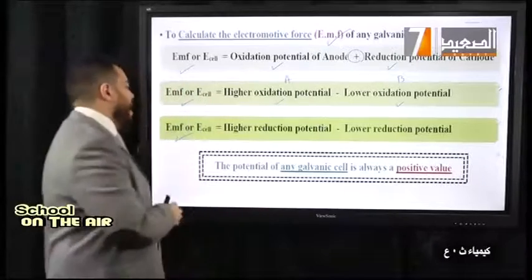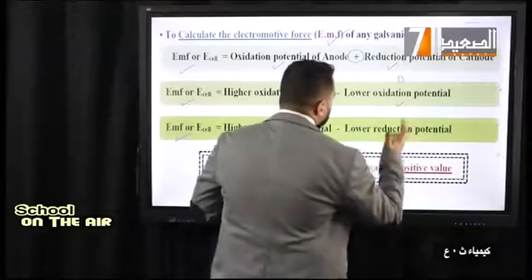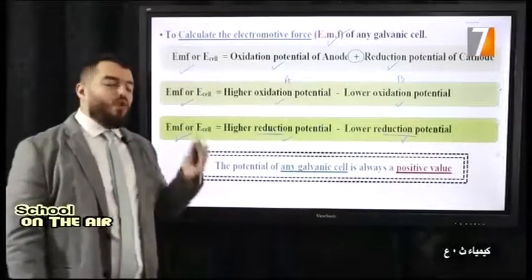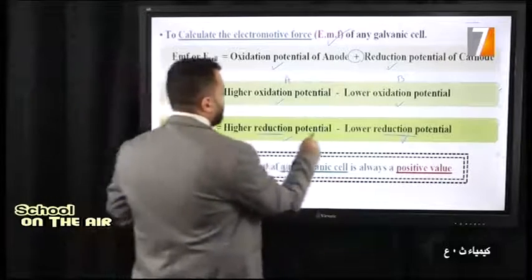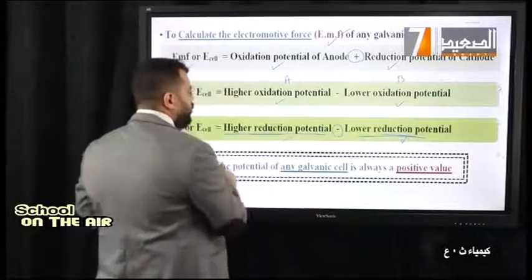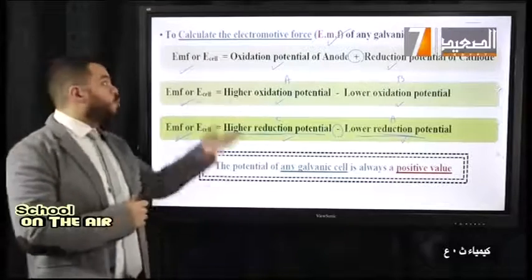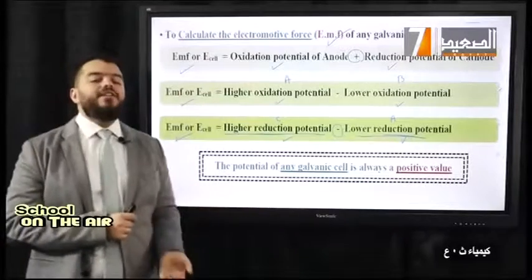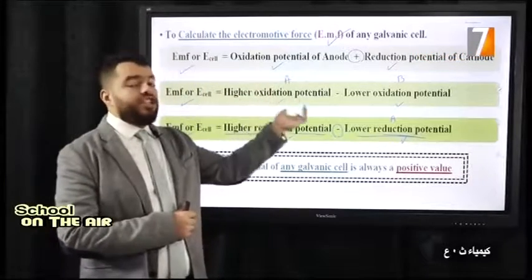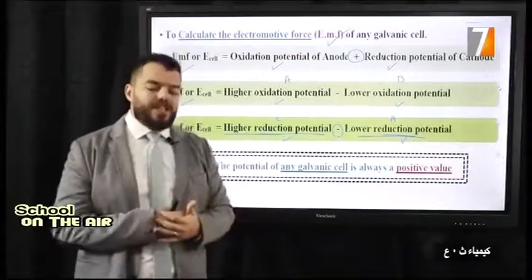And if I give you the reduction potential of an element and the reduction potential of another, the two given being reduction potentials, you have to subtract the lower from the higher, so the reduction potential of the cathode minus the reduction potential of the anode. So you have to know the three rules according to the given data in the equation. If I give you the oxidation potential and the reduction potential of the anode and the cathode, you will add them to each other.